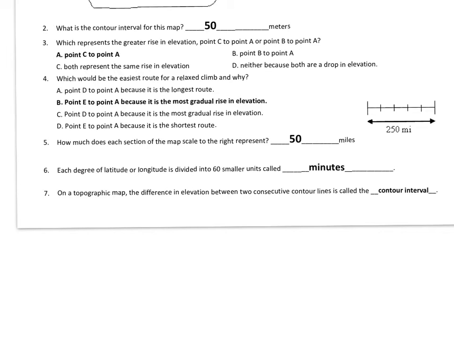Each degree of latitude or longitude is divided into 60 smaller units called minutes. And remember that you can divide minutes into seconds. Works just like a clock. Alright. On a topographic map, the difference in elevation between two consecutive contour lines is called the contour interval. We've reviewed that previously, so I'll go to the next page.